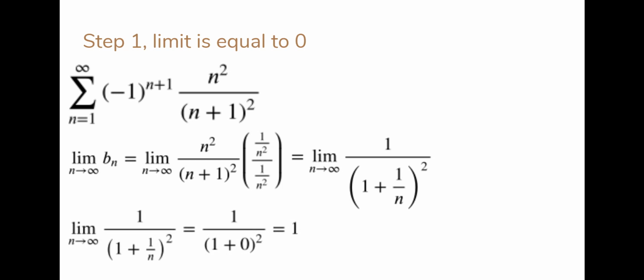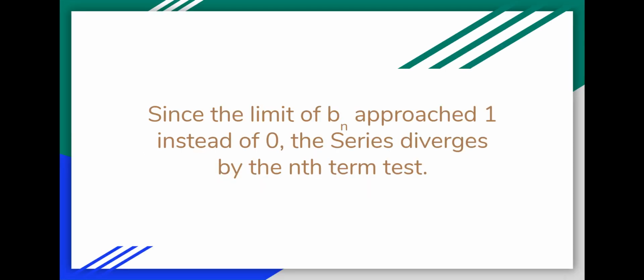Now the limit as n approaches infinity of this equation is going to be equal to 1 over 1 squared, because the 1 over n inside of the parentheses becomes 0 as you input infinity into it, which is going to give us 1. So since the limit as n approaches infinity of b sub n did not approach 0, but rather approached 1 in this circumstance, the series diverges by the nth term test.